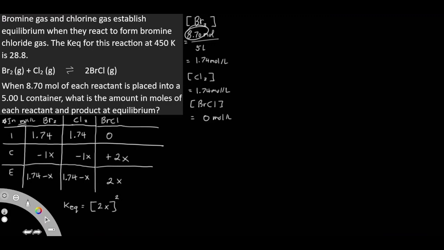Now we're going to get our 2x to the exponent of 2. We're going to get our denominator here, which would be our reactants. It would be 1.74 minus x and 1.74 minus x. So we're just going to write that here as such, and obviously multiply them together.